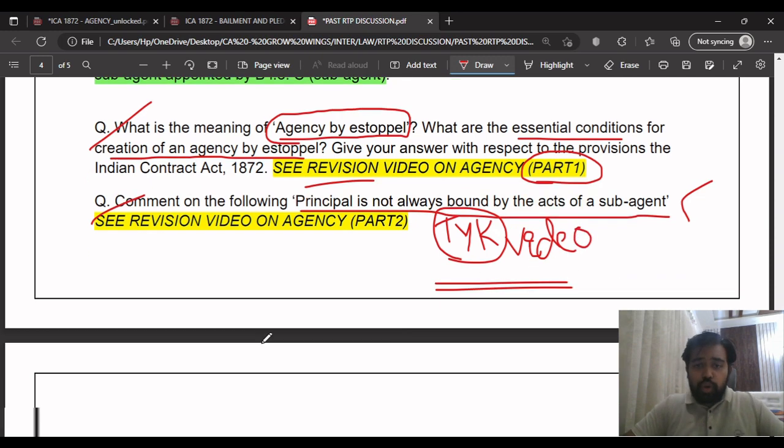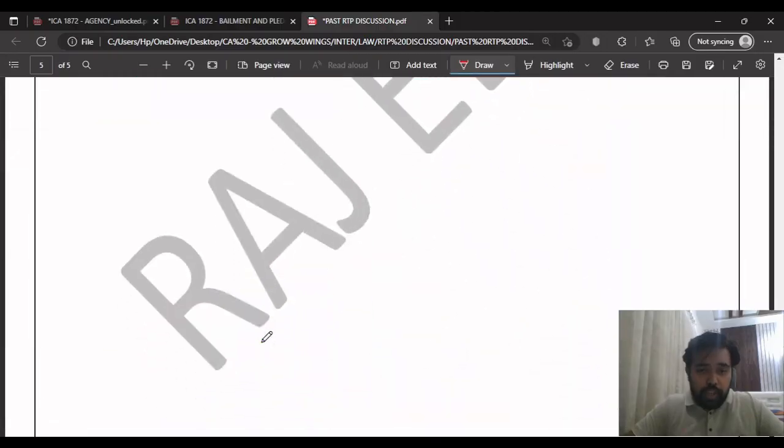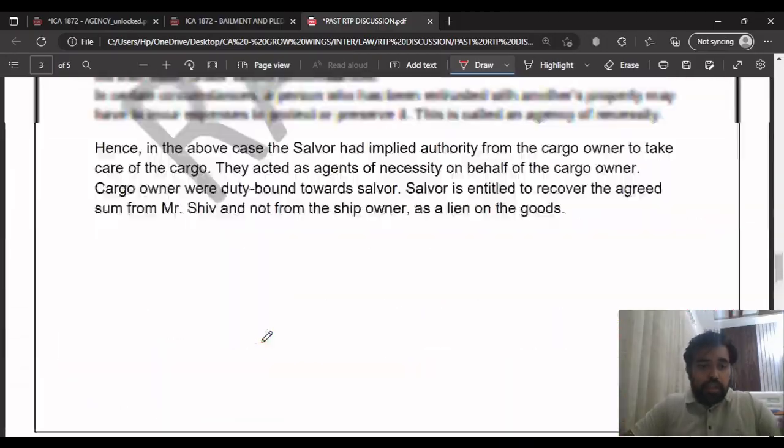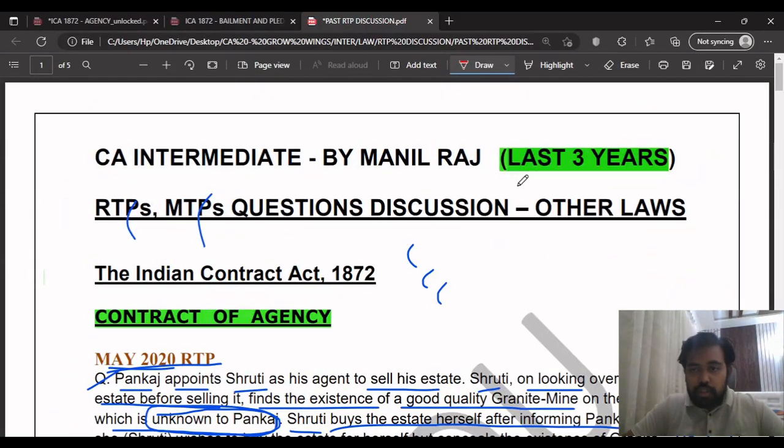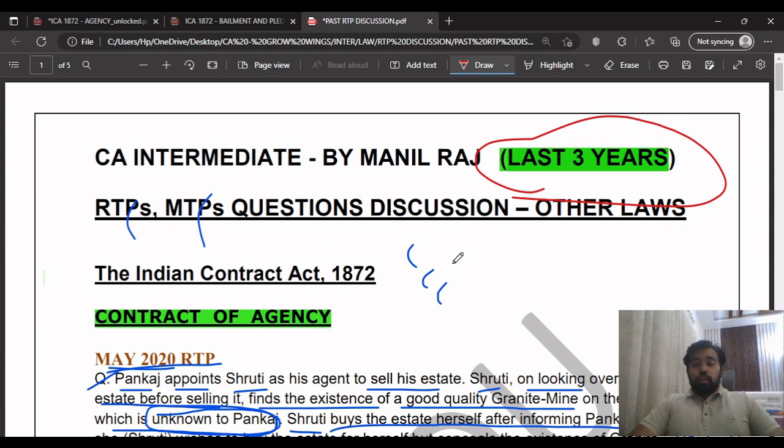Right. So I've discussed everything, including the RTP and MTP questions of the last 3 years. This is more than enough for your exams. So now I can tell you that you are prepared thoroughly for the chapter of agency. I hope that whatever questions the institute asks you from this chapter, you will be able to write it and score the entire marks allotted for that question.